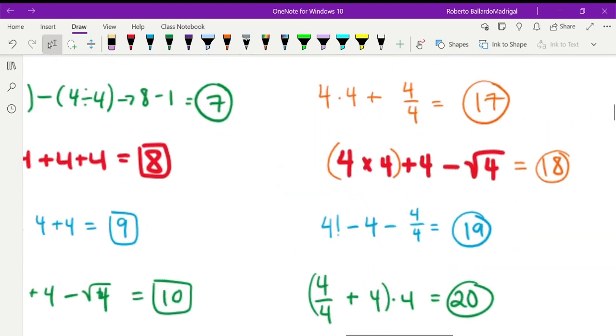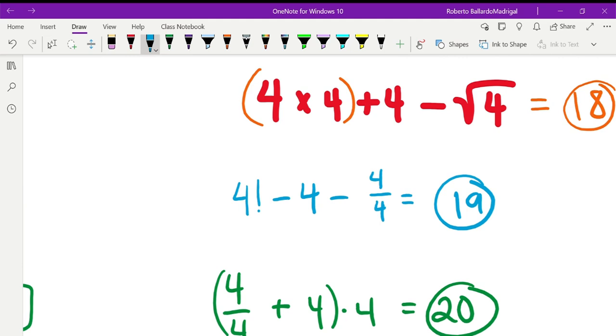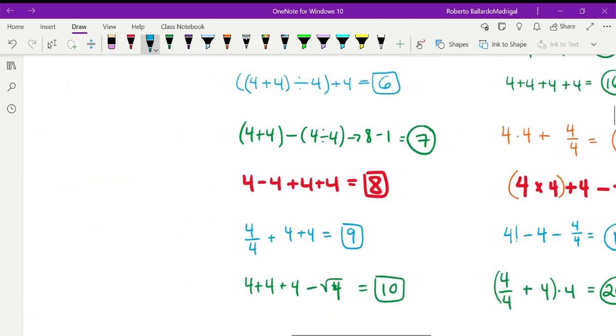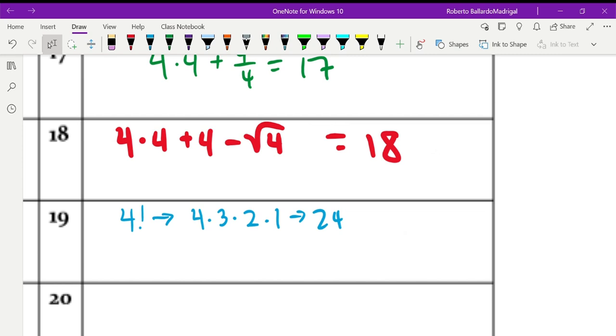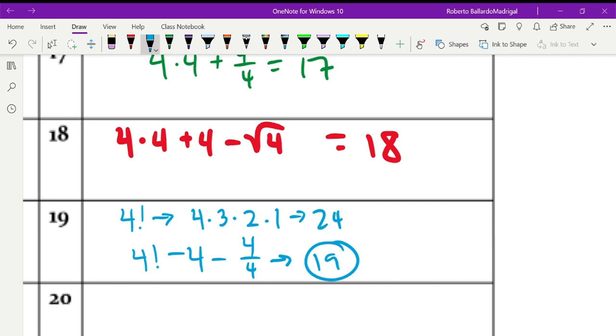So 24 minus 4 is 20, and 20 minus 4 over 4 is 1, so that's 19. So look, this is what we're going to do. 4 factorial minus 4 over 4. That's 24 minus 4, which is 20. 20 minus 1 is 19. Okay. I'm just going to show you what that is.